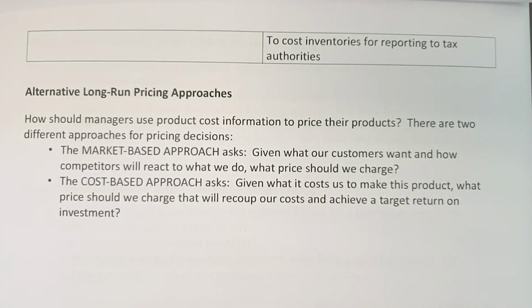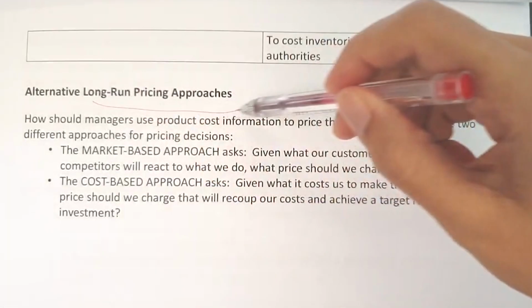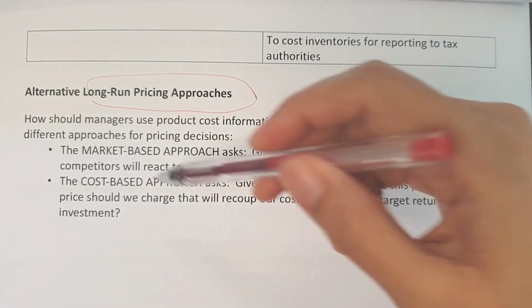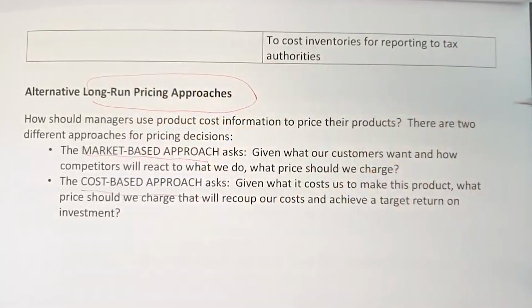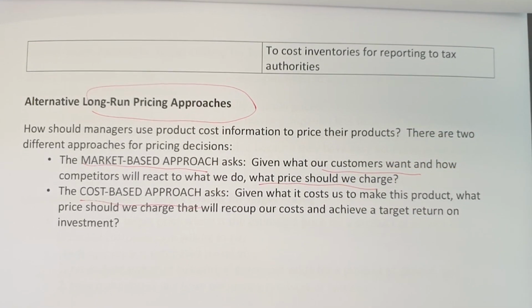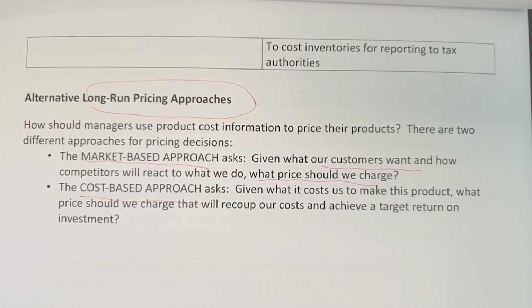Okay, now we look at how managers set the price in the long run. There are two ways. Number one is market based, and number two is cost based. This is quite straightforward. Market based, obviously, once we want to set the price, we look at the market price. We look at what our customers want and how competitors will react to what we do. What price should we charge? So it's simply looking at the market. What is the price that the customer is willing to pay?